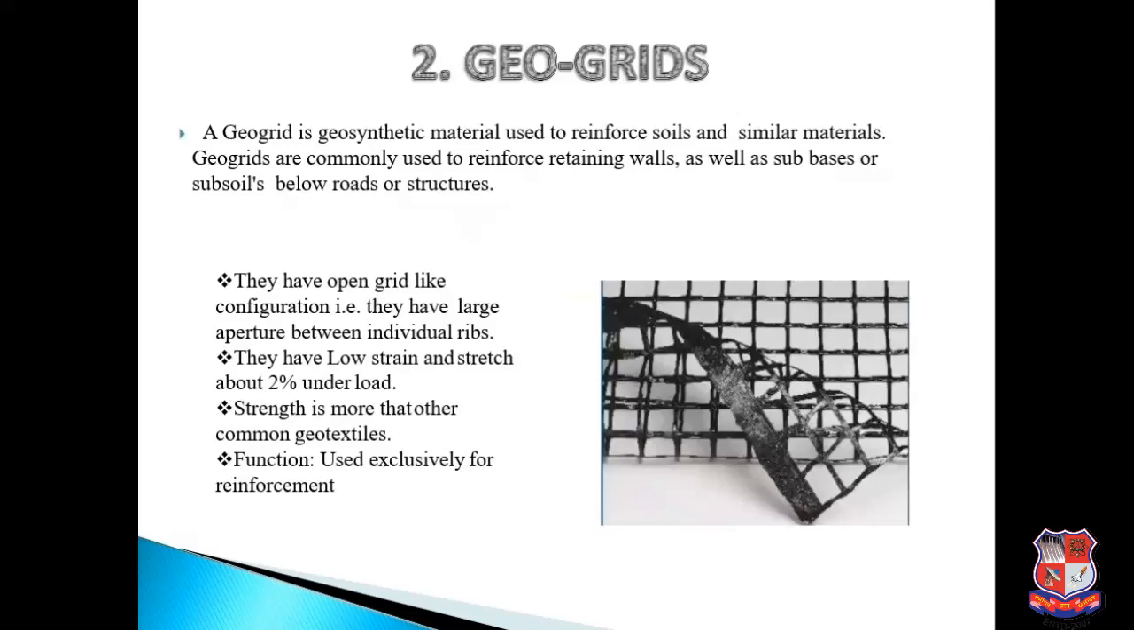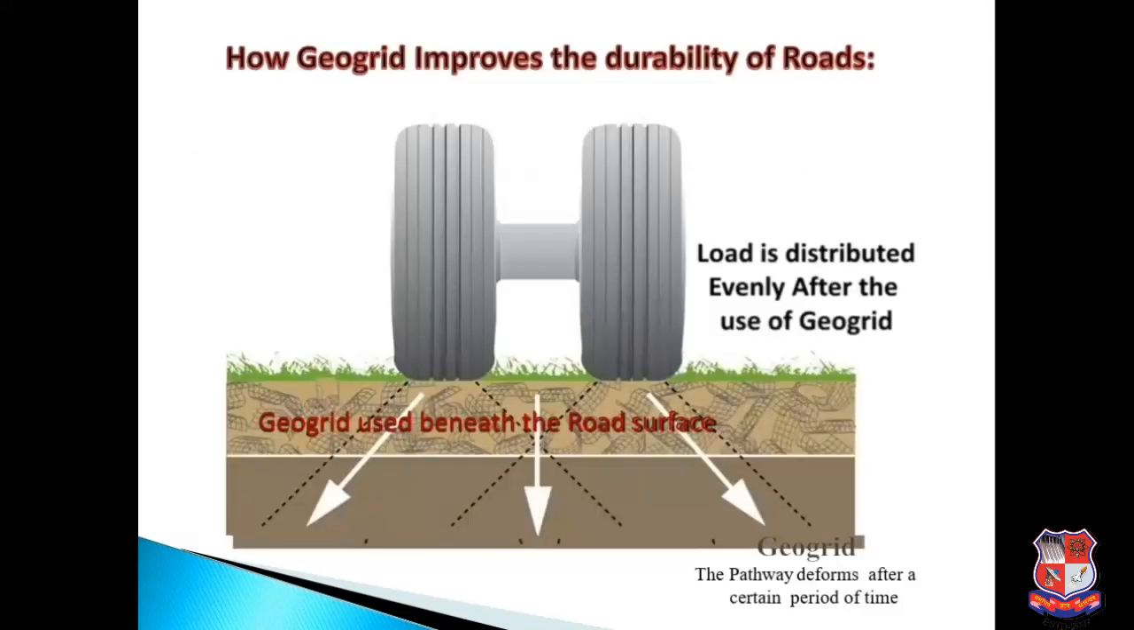They have low strain and stretch about 2% under load. Strength is more than other common geotextiles. Function is used exclusively for reinforcement. So we can see that after applying the geogrid in the roads, we can see how it transfers the load to the soil. The schematic diagram shows the load distribution after the use of geogrids.